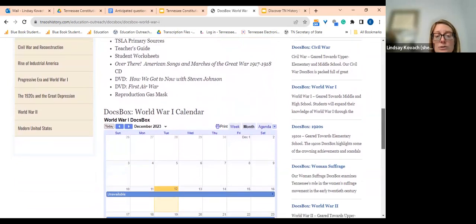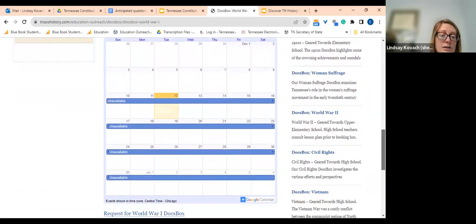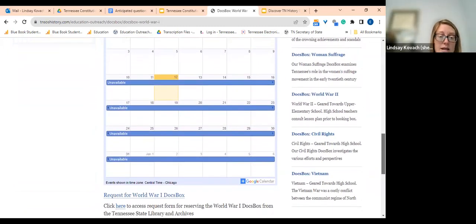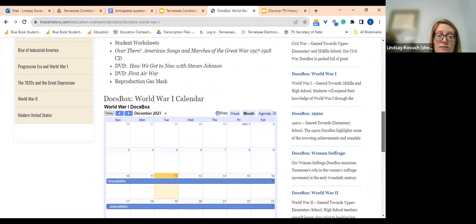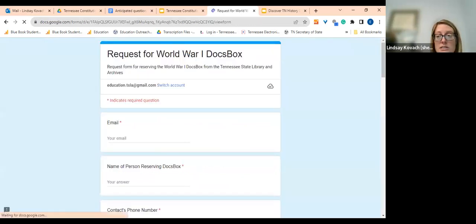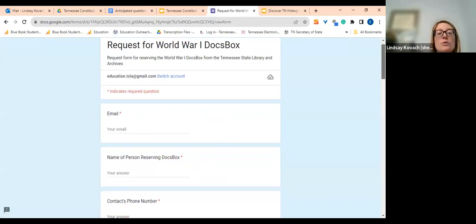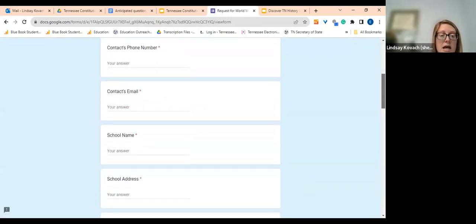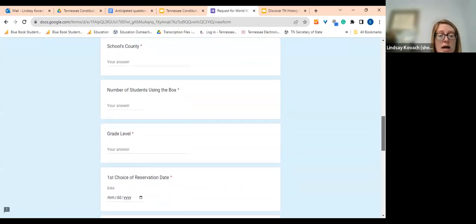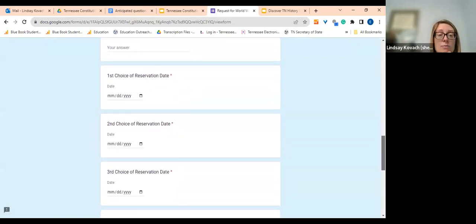So then what you would do to book this is you would go to a week you could find that is available. As you can see right now, our World War I box is pretty booked up. But if you find a date that you want, what we ask you to do is click where it says to submit a request. And what it will do is send you to a Google form. You would fill out your information, where it states, and then you would choose the dates that you think are best for you.